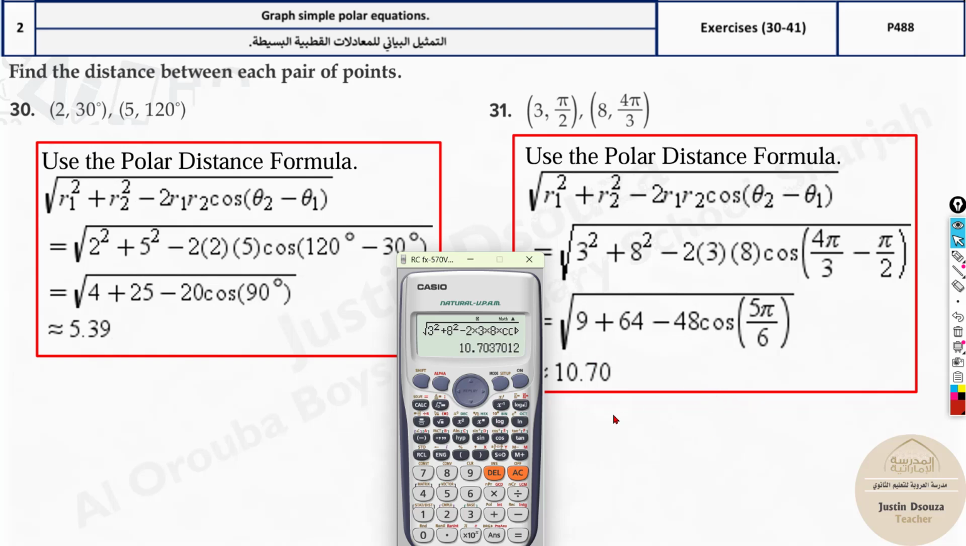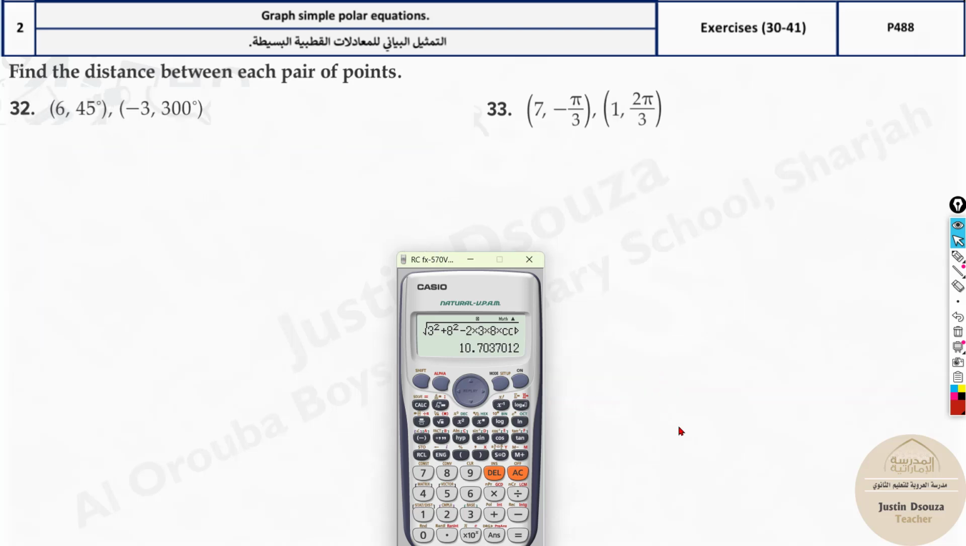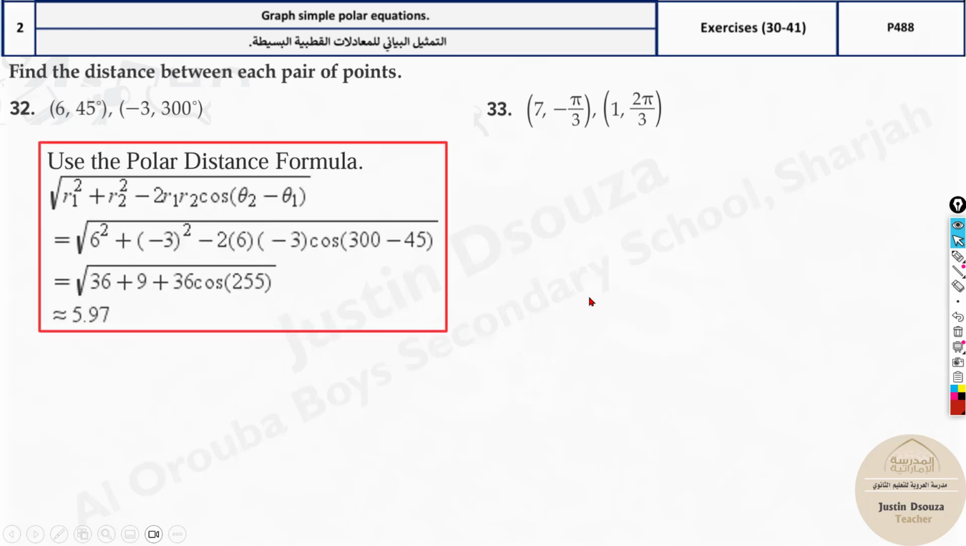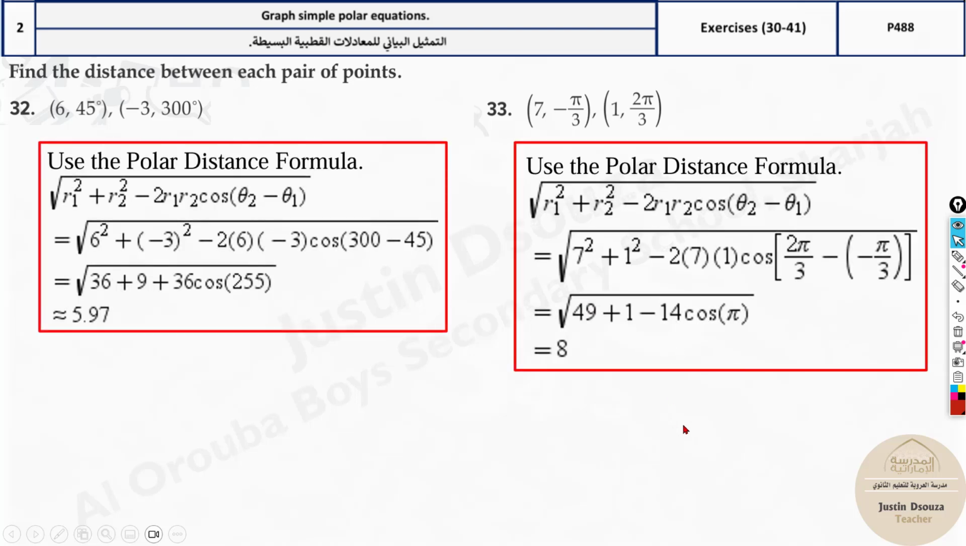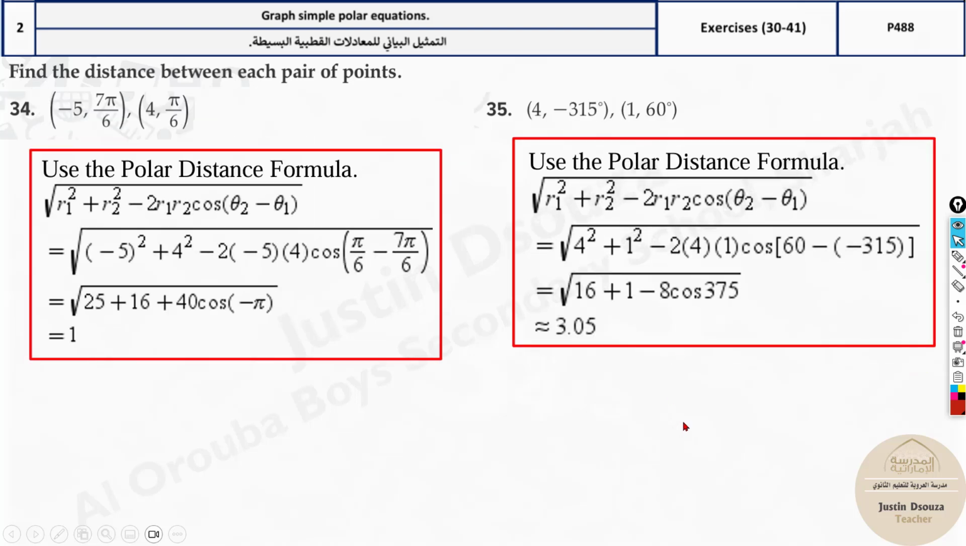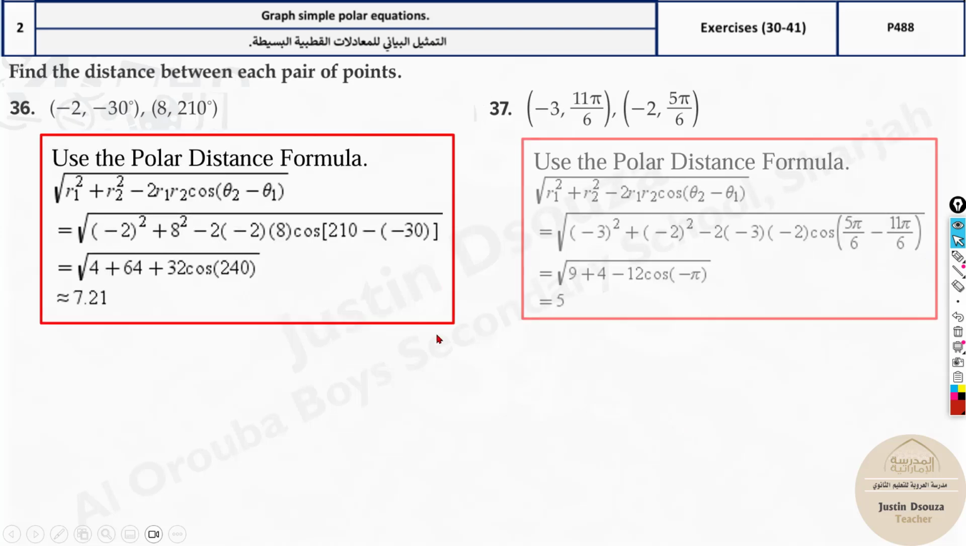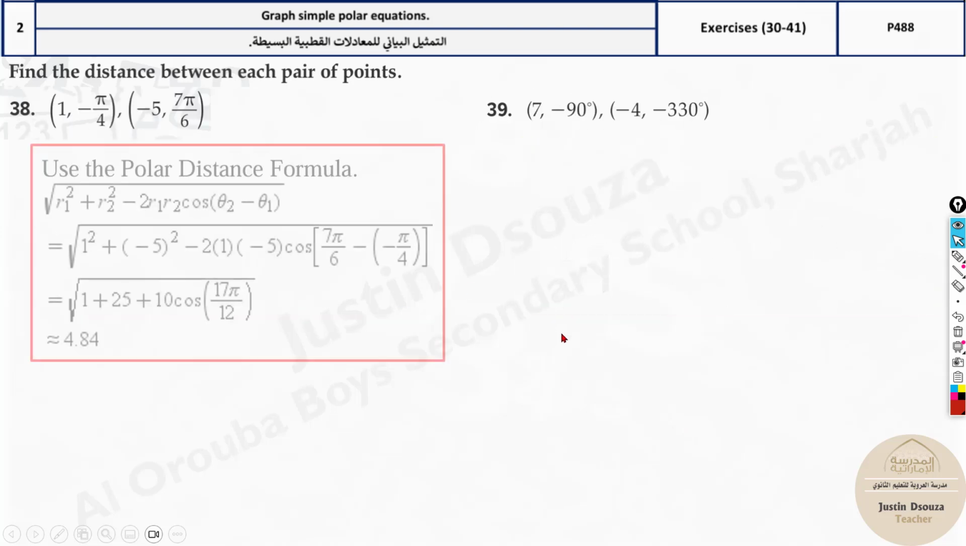So this is a better way to do it. I hope you're clear with this. And similarly, please do solve the other problems. There's nothing much in this. It's just straightforward problems. So all are over here. The worked out solutions are there.